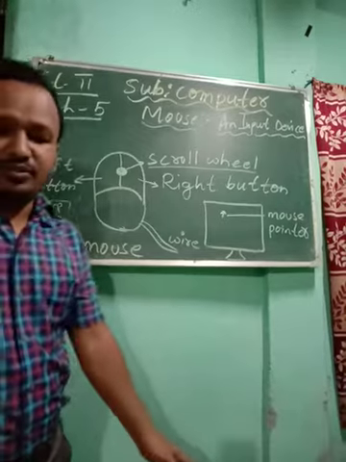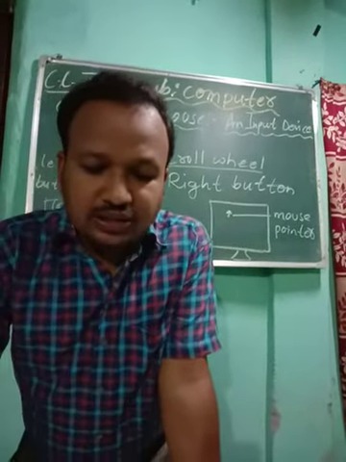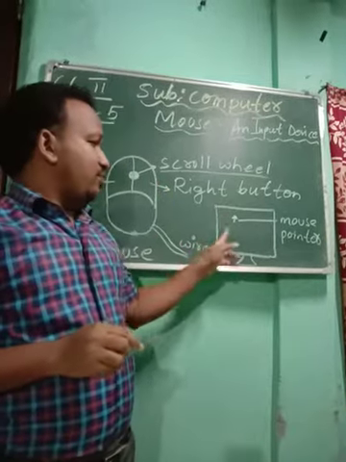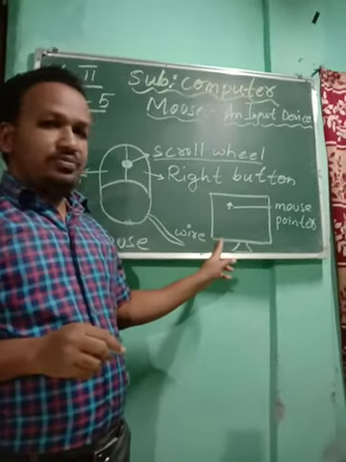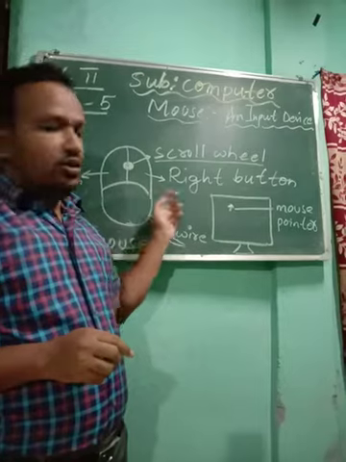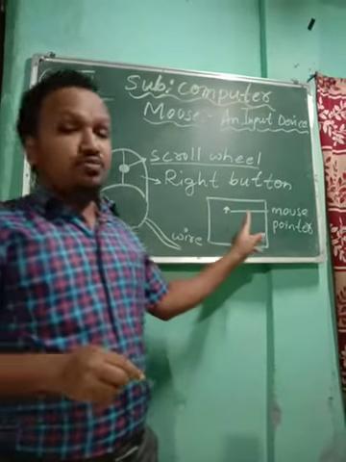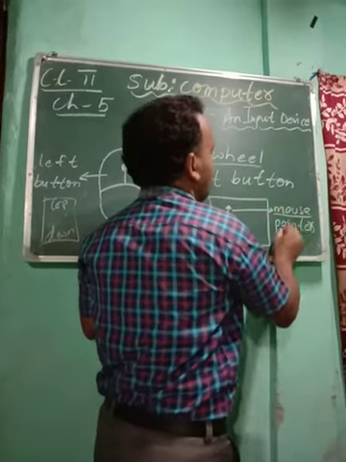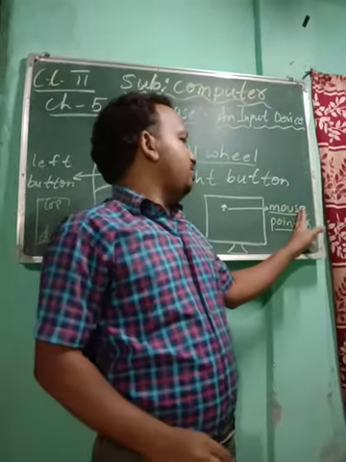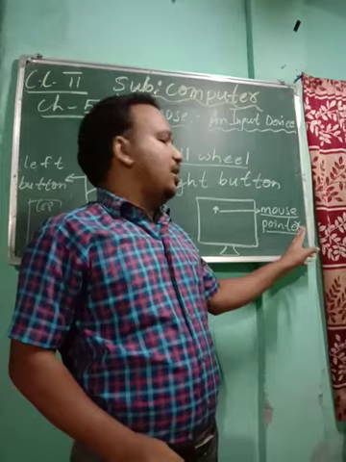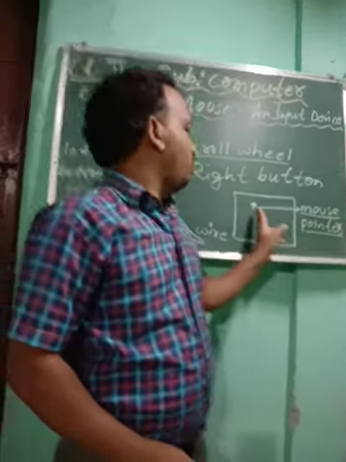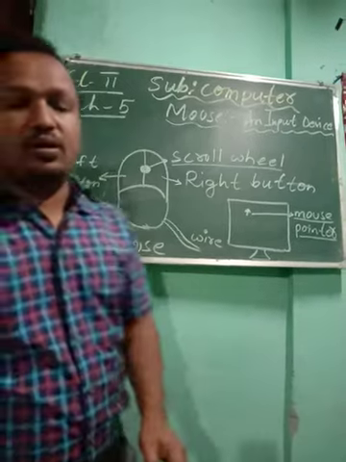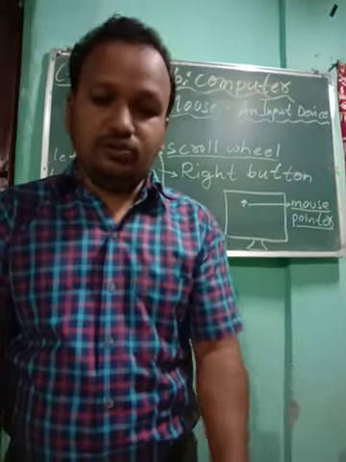Okay, so you see, this mouse pointer can be seen on the monitor screen when you turn on the monitor. Whenever you move the mouse, you'll see a small arrow. The small arrow is known as the mouse pointer. M-O-U-S-E, mouse, P-O-I-N-T-E-R, pointer, mouse pointer.